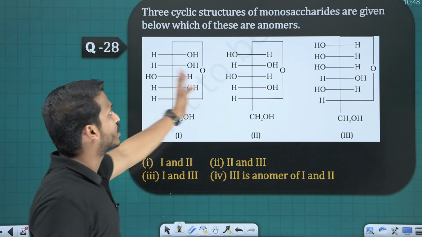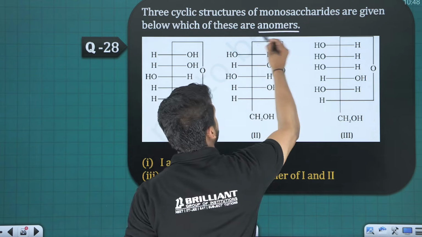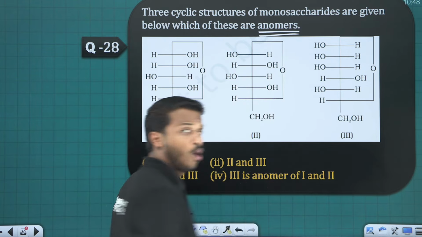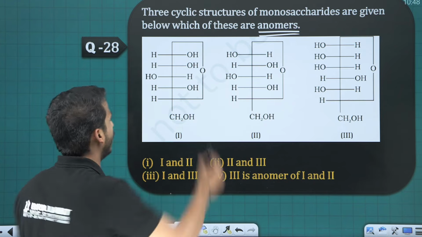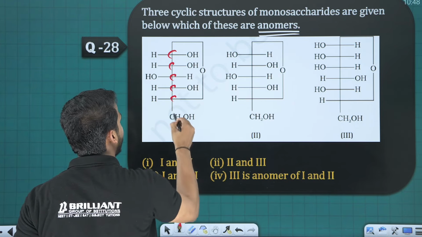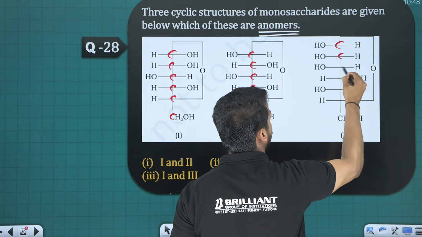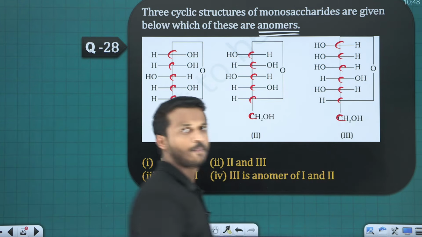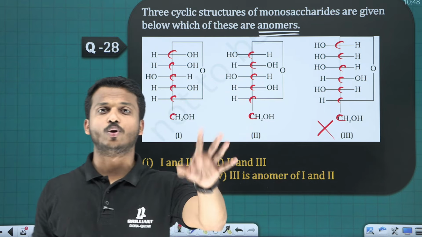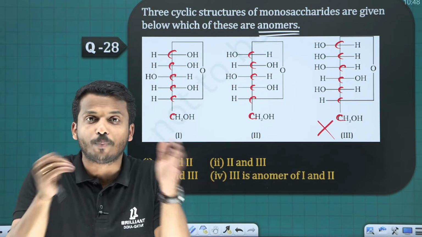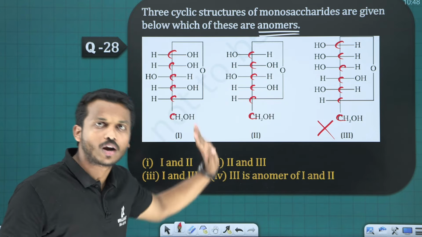Now, 3 cyclic structures are given here. Which of the following are anomers? What are anomers? We already discussed. Only 1 carbon configuration is different. Dear student, very simple. Here 1, 2, 3, 4, 5, 6 carbon. 1, 2, 3, 4, 5, 6 carbon. 1, 2, 3, 4, 5, 6, 7 carbon. So, third one I can cut it because anomers are actually isomers, so the formula should be the same. Here 6 carbon, here 7 carbon. Cut it. So, 1 and 2 only possible.